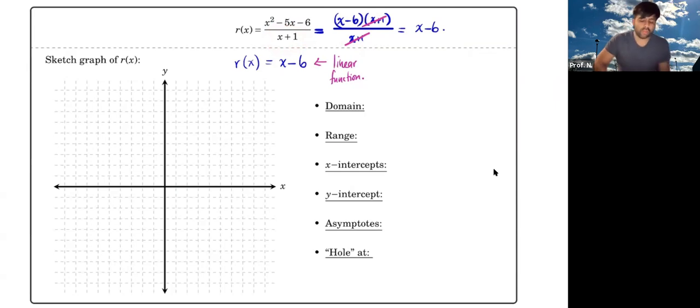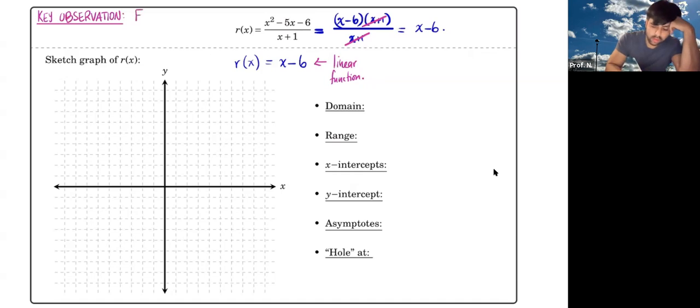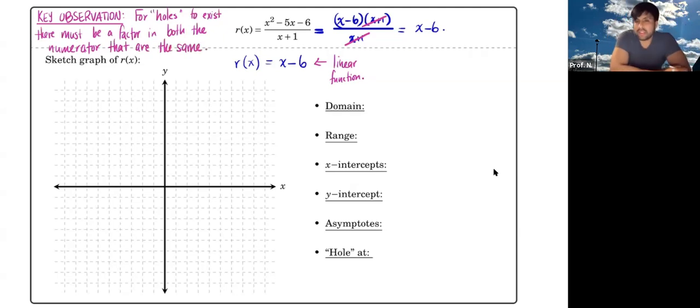But the problem with this, so the key observation is that for holes to exist, there must be a factor in both numerator and denominator that are the same. So they must be the same for holes to exist.